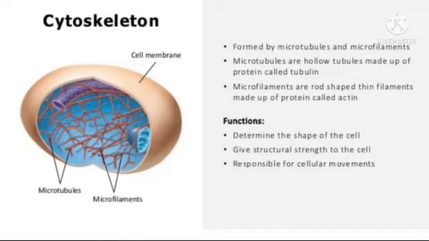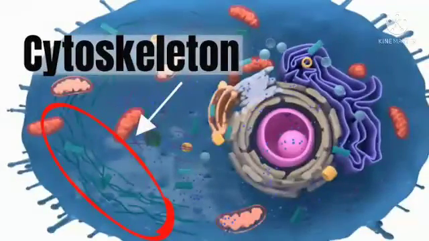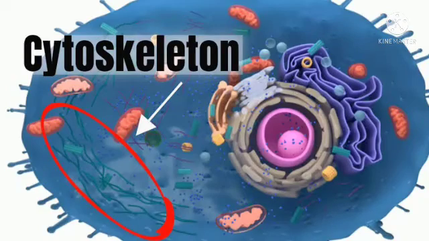Cytoskeleton: it is formed by microtubules and microfilaments. Microtubules are hollow tubules made up of protein called tubulin. Microfilaments are rod-shaped thin filaments made up of protein called actin. Functions: it determines the shape of the cell. It gives structural strength to the cell.